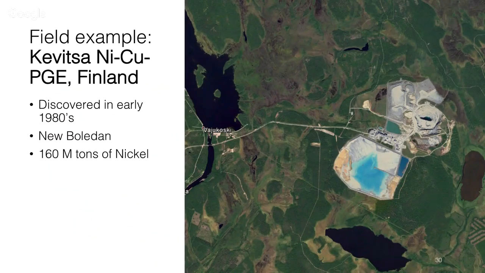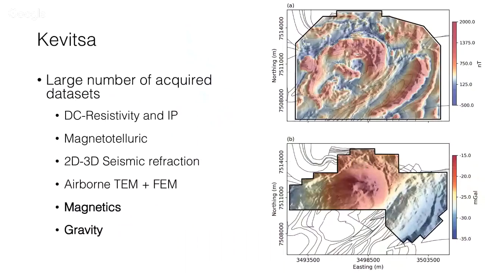gravity inversion in a mine in Finland called Kevitsa. It's got a lot of nickel in it. It's a test data ground. There's a lot of different kinds of data: DC resistivity and IP, magnetotelluric. There's a few people here doing MT, 3D seismic, refraction, airborne, time and frequency domain EM, magnetics, and gravity.